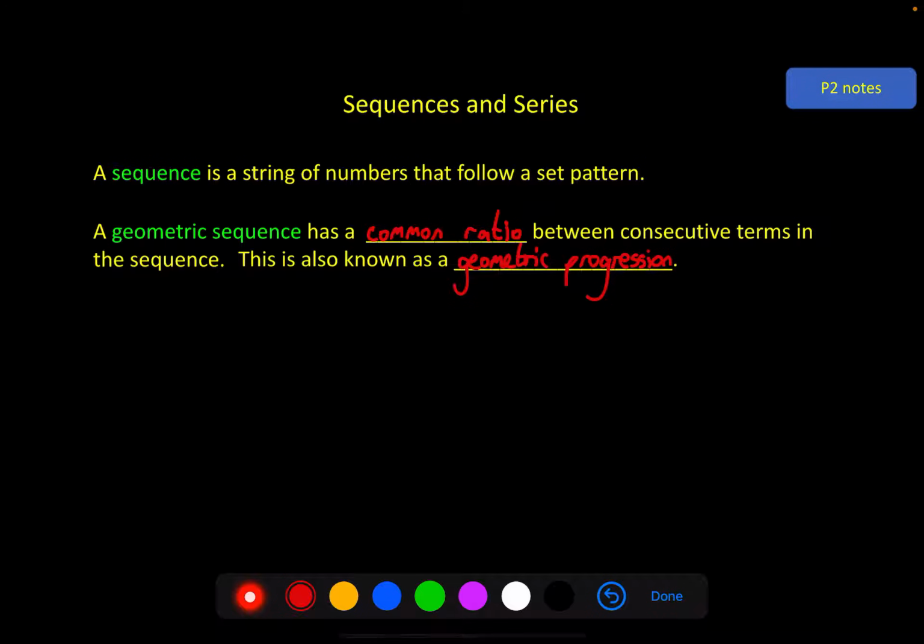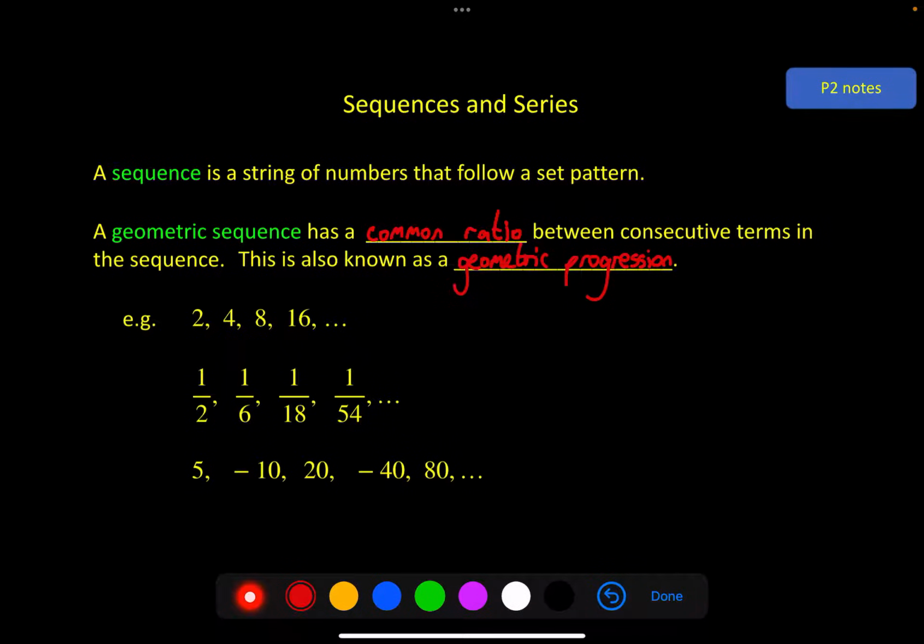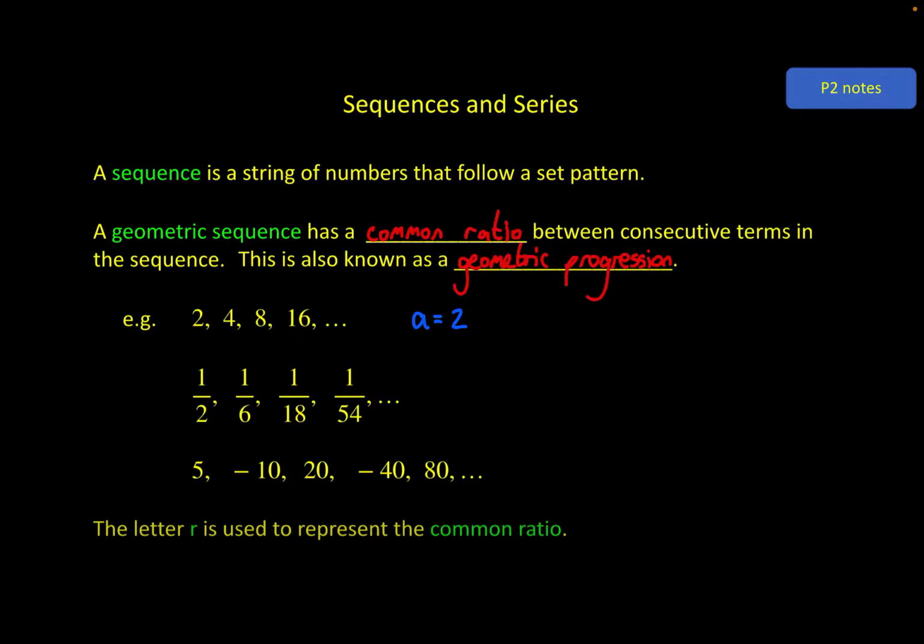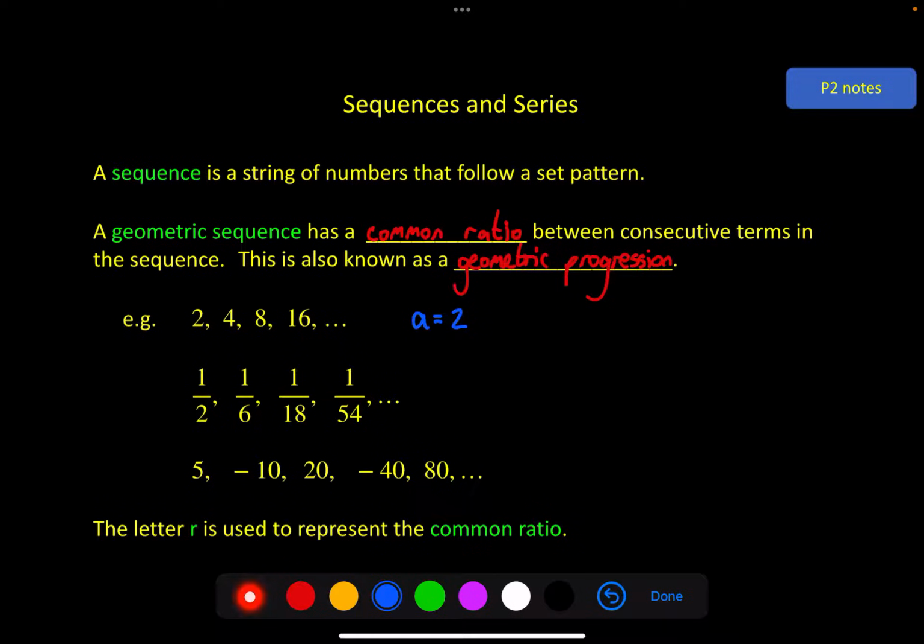So you need to know that a geometric progression is just the same thing as a geometric sequence. So here are some examples. Quickly go through the three examples and put down the common ratio and their first term. Now the first term is still represented with an a, as with arithmetic sequences. The first term here is 2. And for the common ratio, we use the letter r.